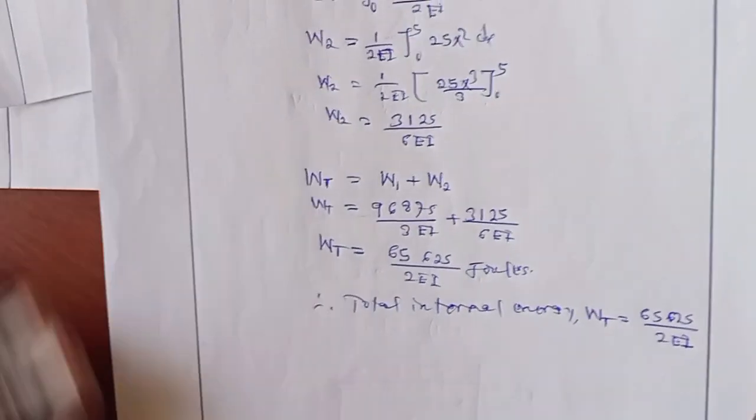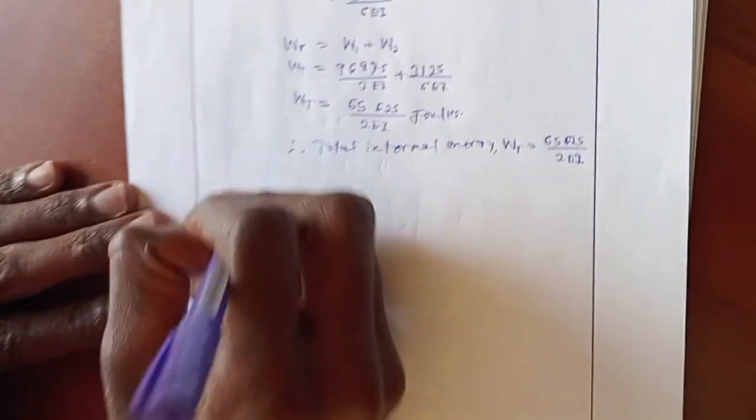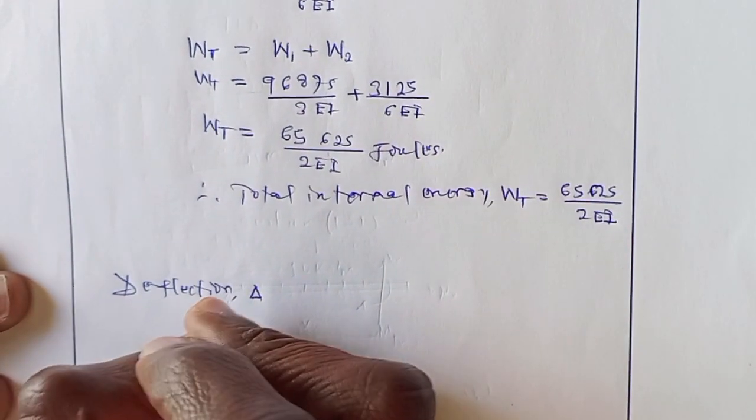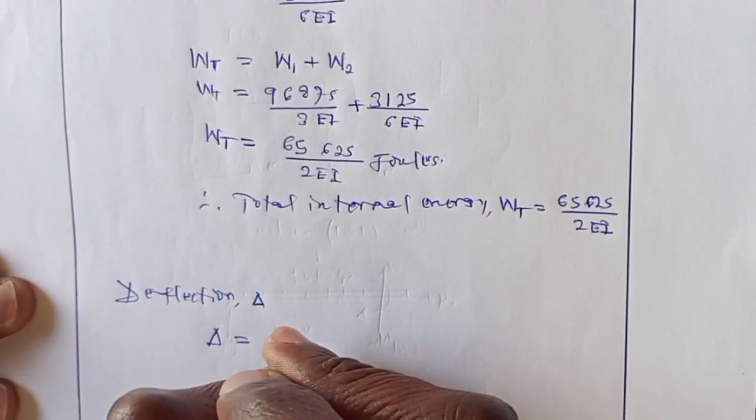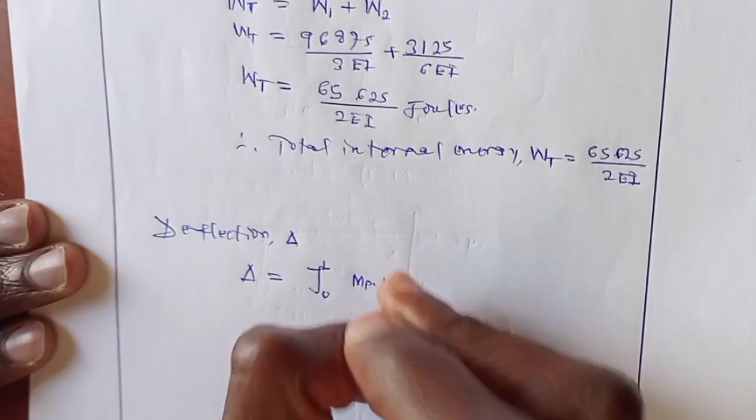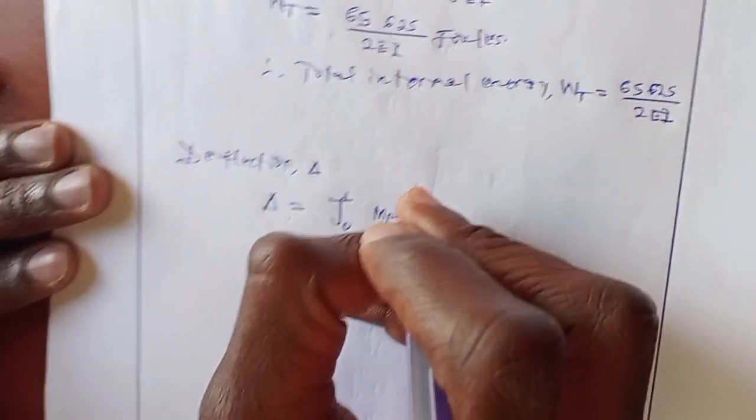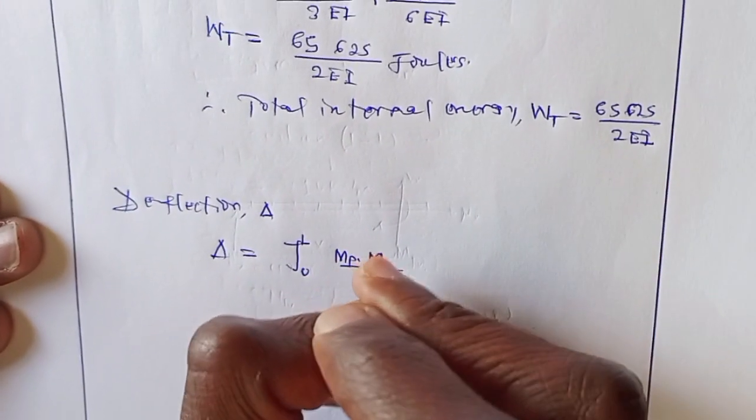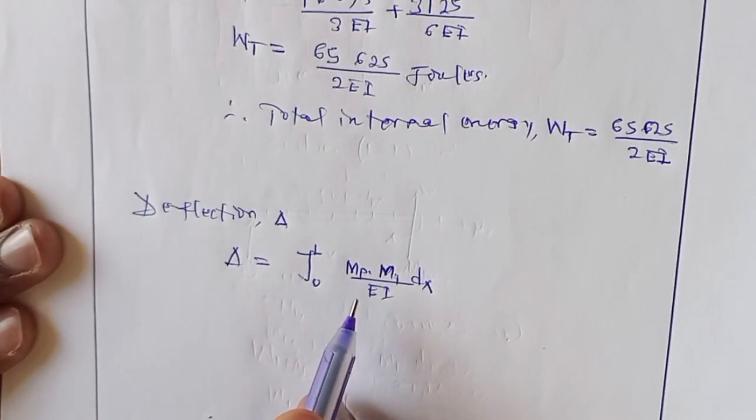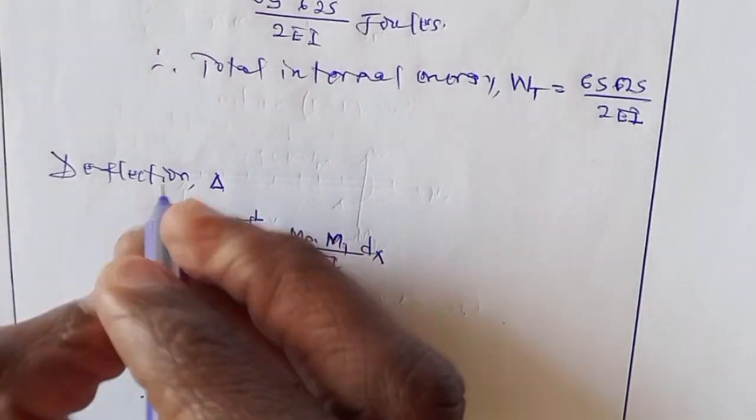The next step is to calculate the deflection at point C. In order to obtain it, we know that deflection is obtained by this formula: the integral from 0 to a certain distance of the moment due to applied load times the moment due to unit load over EI dx. The moment due to applied load for section 1 and section 2 we have obtained.